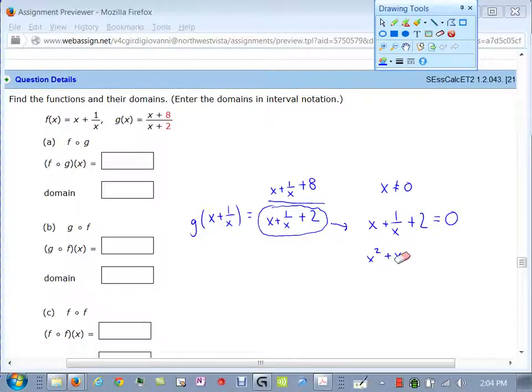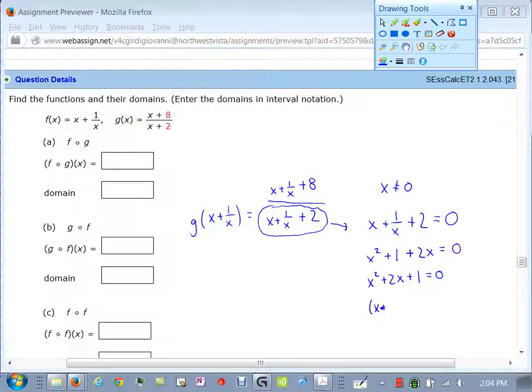That's not a 1. That's not an x. That's a 1. Right, multiply this by x, get x squared. Multiply this by x, get 1. Multiply this by x, get 2x. Multiply 0 by x, I get 0. This is x squared plus 2x plus 1 equals 0.